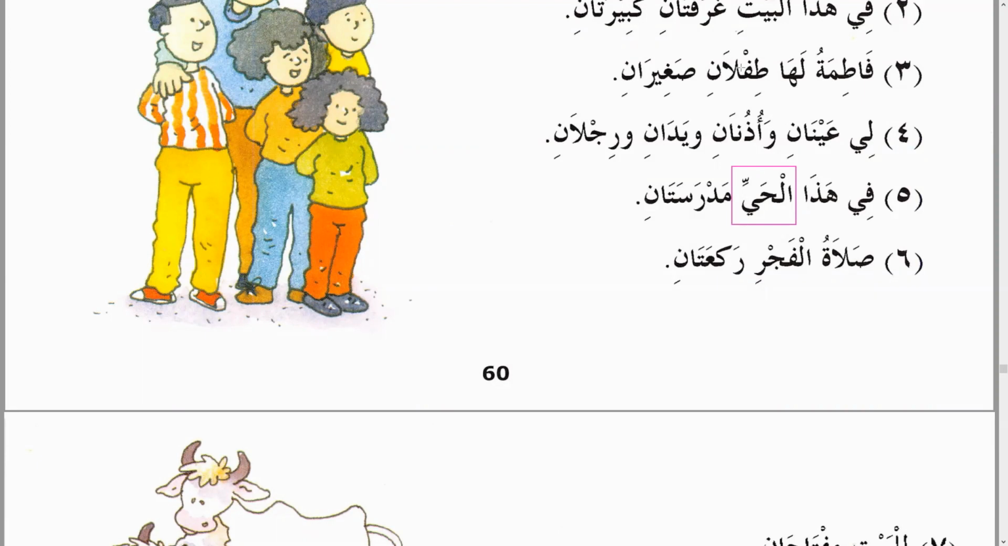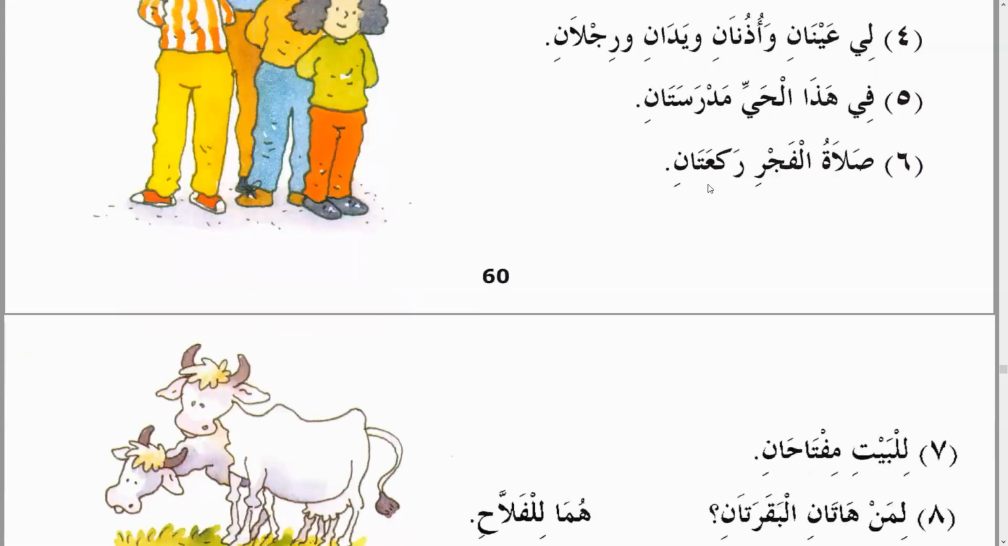Next one, locality. في هذا الحي, in this locality or this area, right? حي الجامعة, حي المطار. I live near the حي المطار, in the airport area. Next is Salatul Fajri rakatani. The Fajr Salah is 2 rakats. Salatul Fajri rakatani.